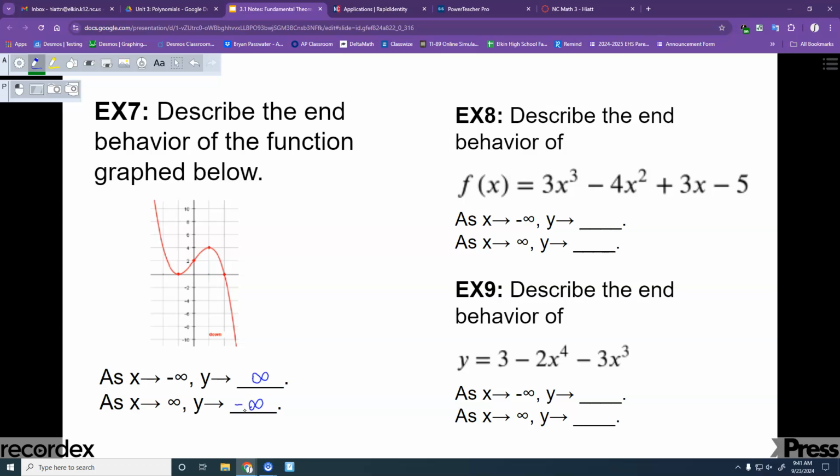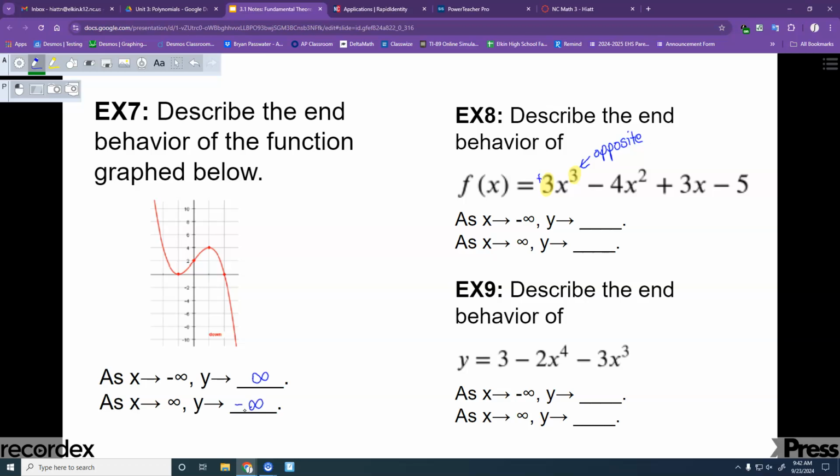Okay, let's think about doing it without a graph. If I have, first of all, for 8, a degree of what? 3. All right, so that degree right there, being 3, that's an odd number. That tells me they go opposite directions. When we see they go opposite directions, we want to look at the number in front. And whether or not it's positive or negative is going to tell you what the right side does. So that number is positive.